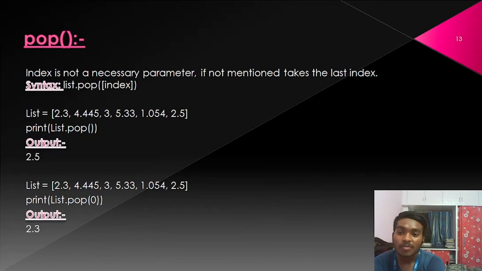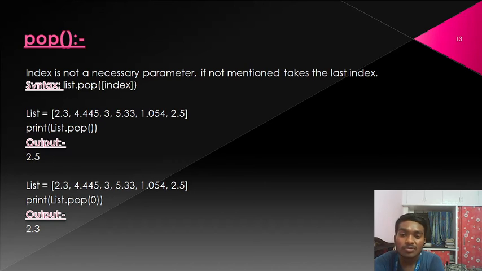Pop method. The advantage of the pop method is that we can remove any item from the list by using the item's index. Index is not a necessary parameter. If index is not mentioned, it will remove the last value in the list. As we can see, append adds a value at the last position, and pop removes the last element present in the list.